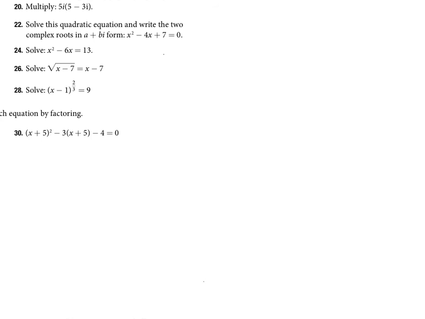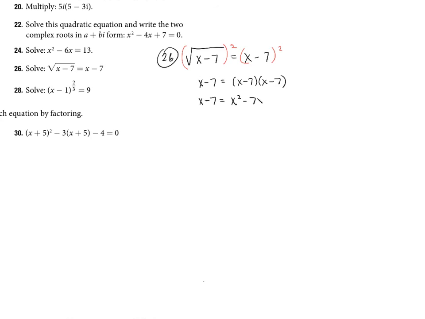Number 26. We have the square root of x minus 7 is equal to x minus 7. So here we want to get rid of the radical, so we're going to square both sides. So we're going to have x minus 7 is equal to x minus 7 squared, which is x minus 7 times x minus 7. We're going to distribute that all the way out. So that'll be x squared minus 7x plus 49. Combine like terms, so x minus 7 is equal to x squared minus 14x plus 49.